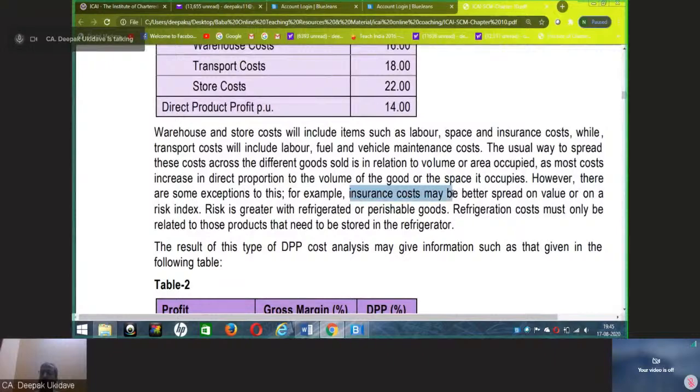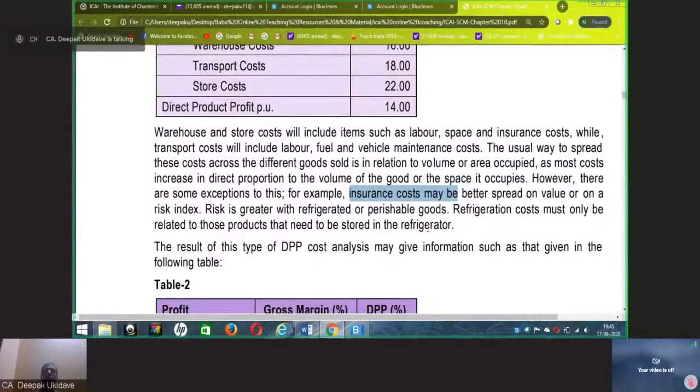Insurance cost may be better spread on value or on a risk index. See, insurance cost we do not bifurcate on the basis of volume, not correct. Either you take the value, always insurance is bifurcated on the basis of value, or it could be on the risk index. Why? Because certain goods require special care to be taken.